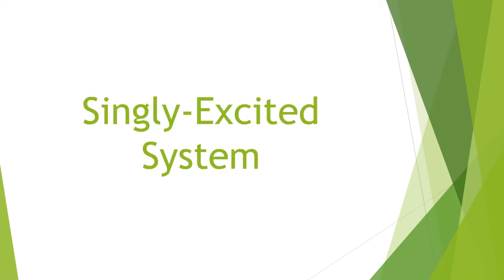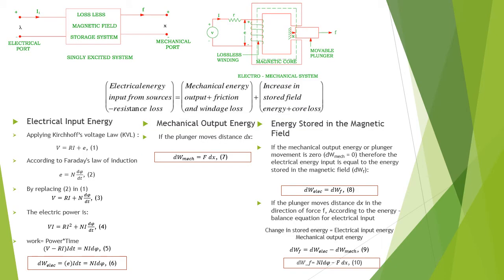As mentioned, the solenoid actuator is a singly excited system, so we are going to describe one simple singly excited system. According to the energy balance, the energy transfer equation can be rewritten as: the electrical energy input from the source, minus the resistance losses, equals the mechanical energy output plus friction and windage losses, plus the increase in the stored field energy, plus core losses.